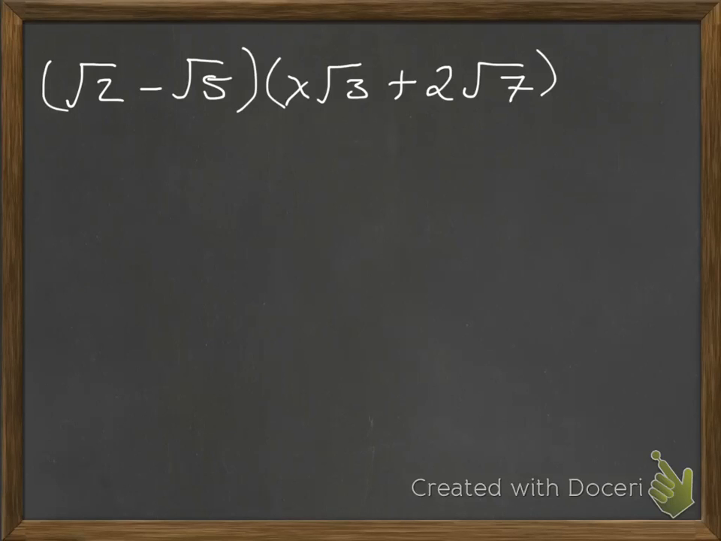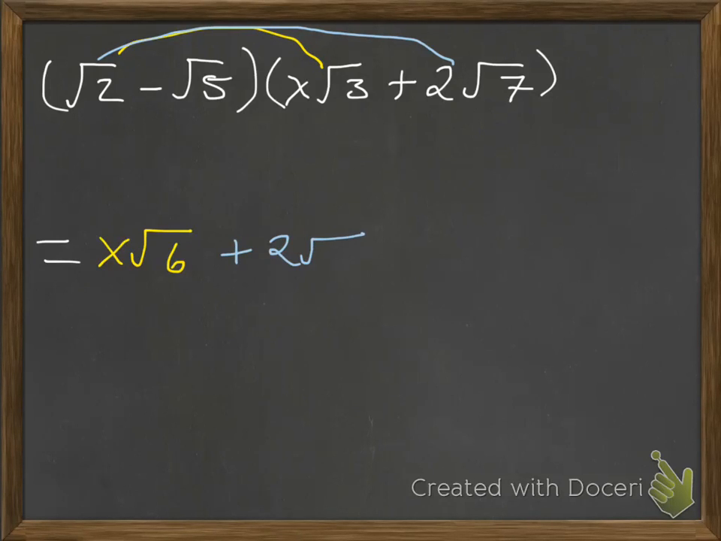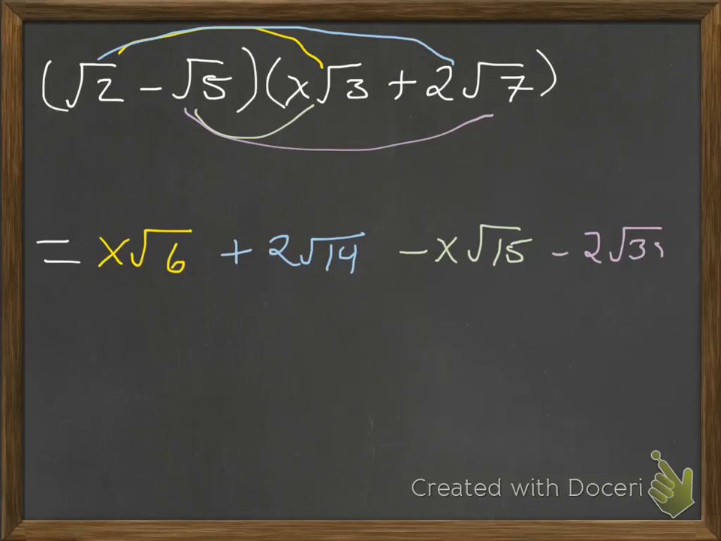So for the first one, we are going to do the square root of 2 times x square root of 3. So the x is on the outside, and we multiply the 2 and the 3 on the inside and get 6. Then square root of 2 times 2 square root of 7. So you'll have the 2 on the outside, and then you'll have the square root of the 2 and the 7 on the interior, which will make 14. And then we'll do the inner, and that'll give us minus x, and then 5 times 3 is 15. And then the last, that's going to give us minus 2 and then square root of 35.